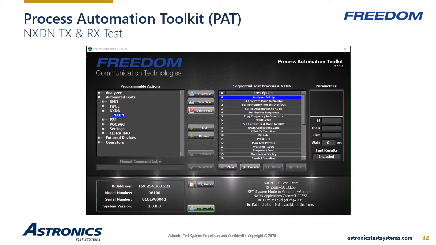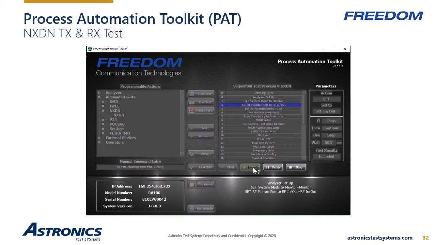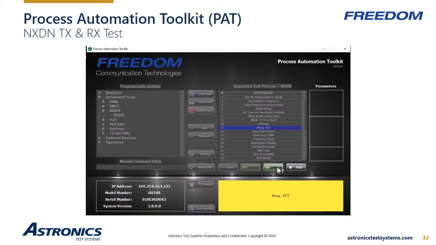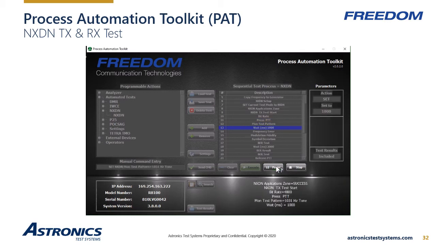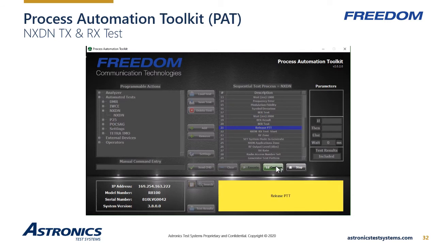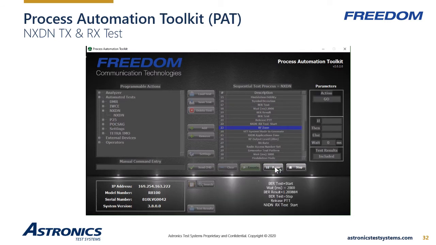This video clip is a straightforward configuration and test setup for testing an NXDN transmitter receiver. So pressing execute, we will run through the setup in both the RF parameters and the NXDN parameters. It will then ask me to press the PTT. So continue, press the PTT and continue. Measurements take place. And it will ask me to release the PTT. Continue.